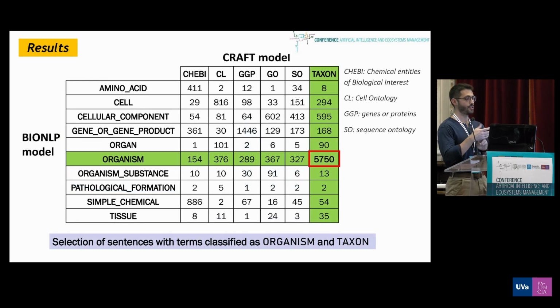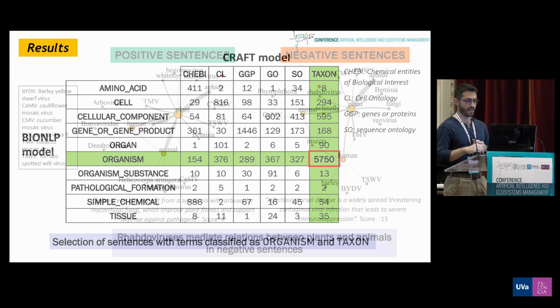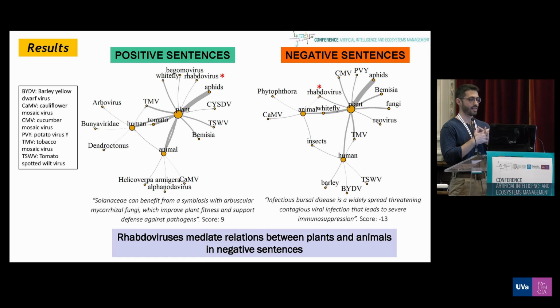Then we have the two named entity recognition models, and because each model had different categories, we had to somehow find the common place for organisms, which was organism and taxon, and we selected only 6,000 entities that were classified simultaneously as organism and as taxon. So those look like the thing we were looking for, which were viruses, plants, fungi, insects, and so on. And this kind of network is what we end up with.